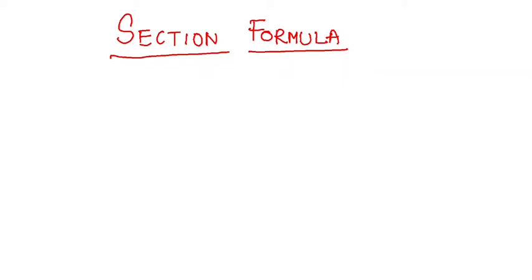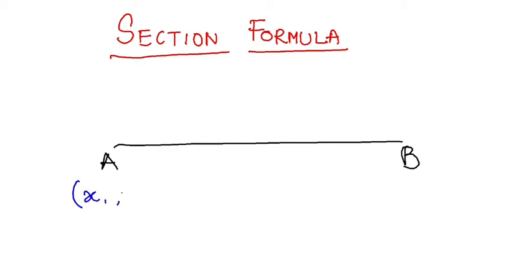Now we are moving on to 7.2, and the basic concept here is the section formula. What it is, let me explain. Suppose there is a line segment, and the end points are A and B, and let's say A has coordinates x1, y1 and B has coordinates x2, y2. Let us consider a point anywhere, not necessarily the midpoint.